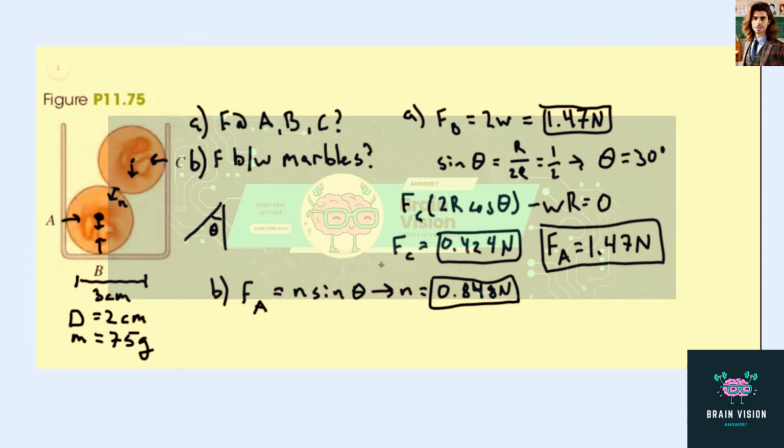Now, instead, you could use the fact that the vertical forces must sum to 0. It's a little bit more things to write down, but you could do it this way. Minus n cosine theta equals 0. And then solving that, you find the same force.